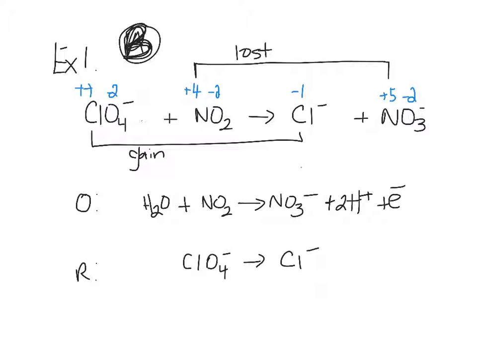There's 2 H's on this side now, so we have to balance them. So there's an equal number of H's on both sides. So you balance O's with water, you balance H's with H+. Okay? All right, now you're going to do the reduction.